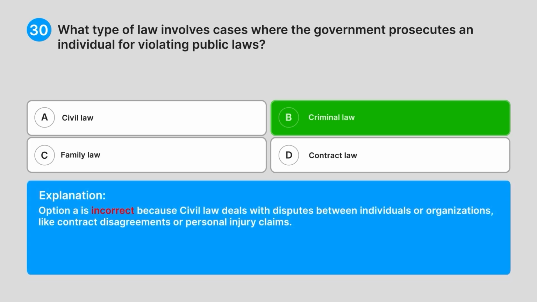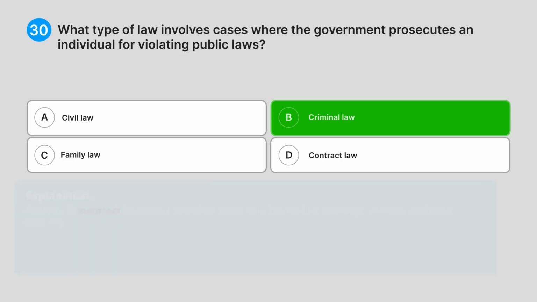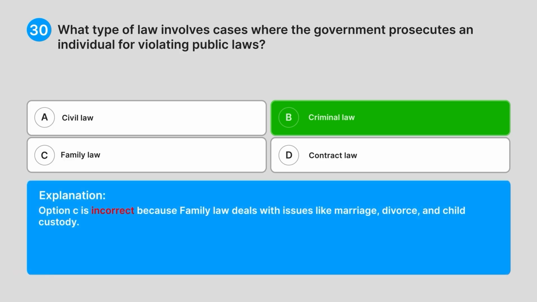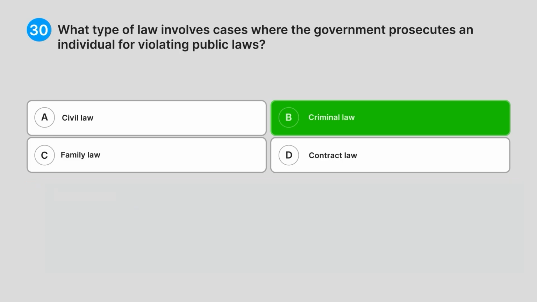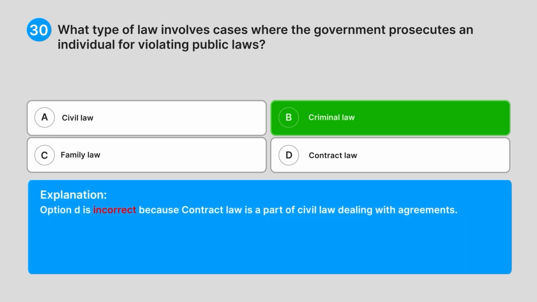Option A is incorrect because civil law deals with disputes between individuals or organisations, like contract disagreements or personal injury claims. Option C is incorrect because family law deals with issues like marriage, divorce, and child custody. Option D is incorrect because contract law is a part of civil law dealing with agreements.